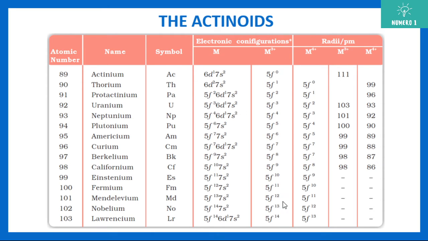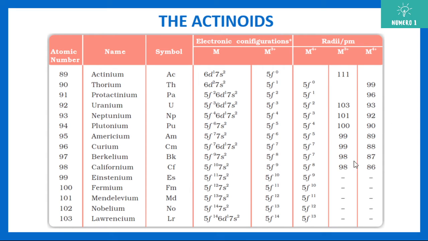This is the electronic configuration in M3+, that is the metal after losing 3 electrons, and M4+, which is another oxidation state. Trend in the radii: you can notice M3+ radii are actually decreasing along the series. Same for M4+, you can see that the radii are decreasing.